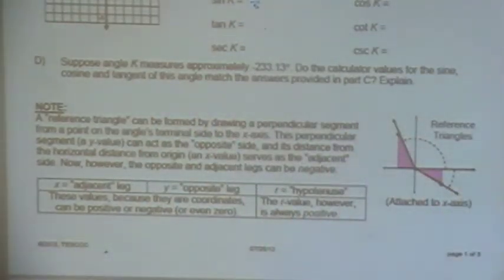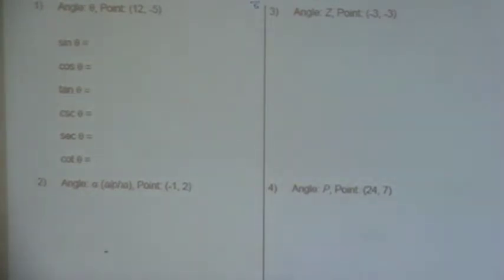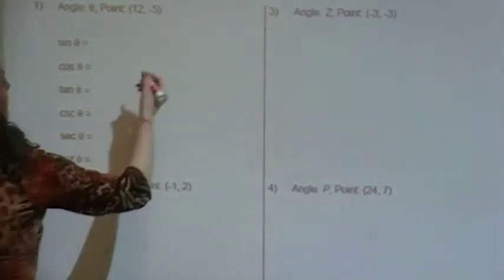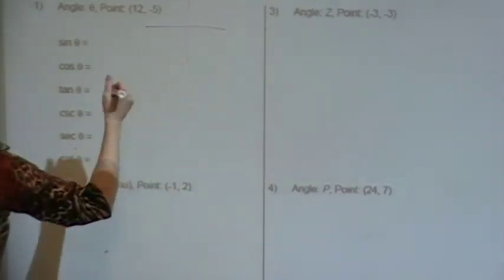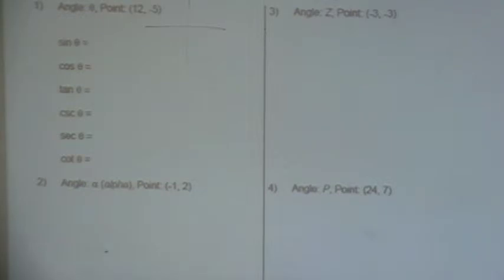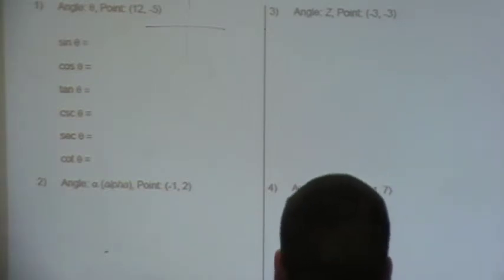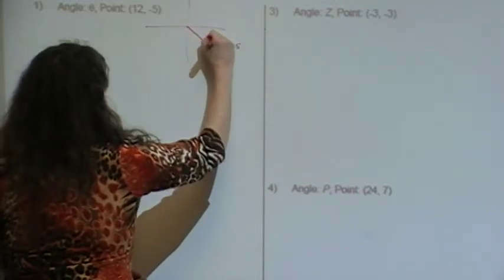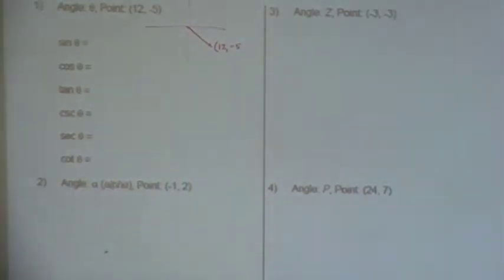All right, so let's go to the next page. All right, so on this one, they just did not set up a grid for you. They didn't set up a coordinate plane, so you kind of set up your own. This time they tell me it goes through the point (12, -5). What quadrant would that be in? Oh, 4. Quadrant 4. So down here I have a point. You are going to draw from that point on the terminal side of your angle back to the x-axis.